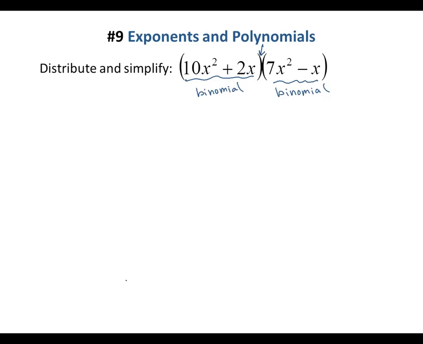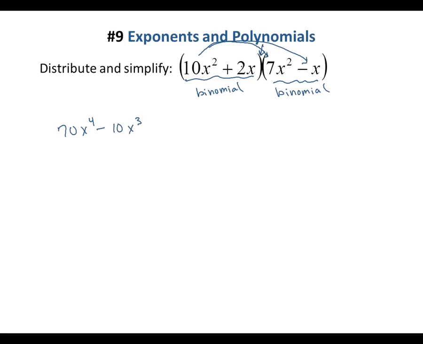We did this one already. It looks like we did this one already. I'm starting to get a little confused now about which ones we did and which ones we didn't. We didn't do this one yet. So, can you tell me what kind of polynomial this is? This is a binomial, because it has two terms. And what kind of polynomial is this? Also a binomial. Good.